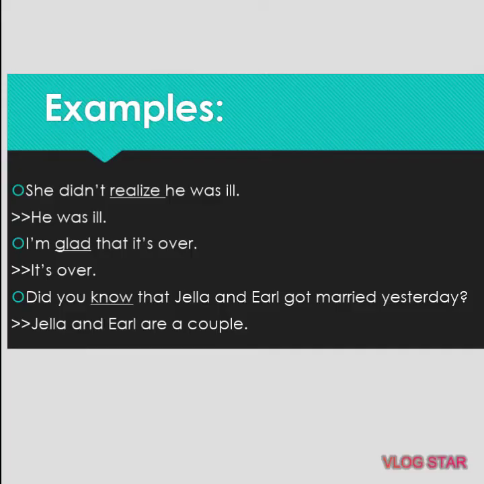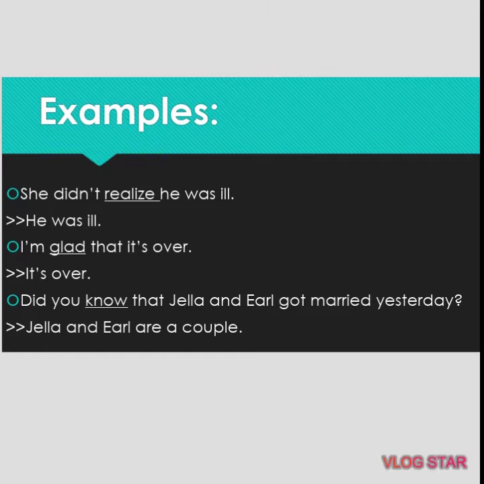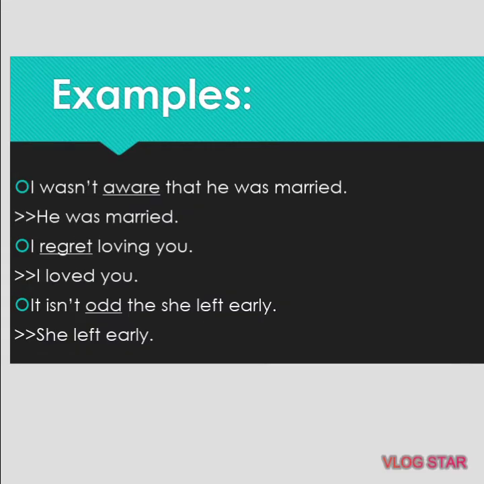As you can notice, the verbs that have been used here, realize, glad, and know, are examples of verbs that signal something is true. First example, "She didn't realize he was ill." It presupposes that he was ill. Another example is this, "I wasn't aware that he was married." This verb aware presupposes that he was married.